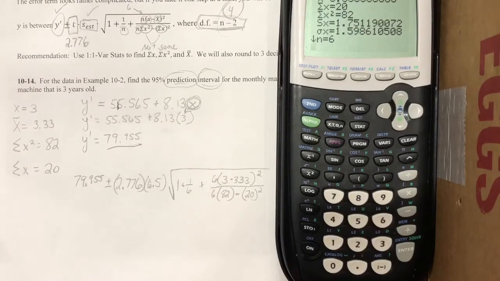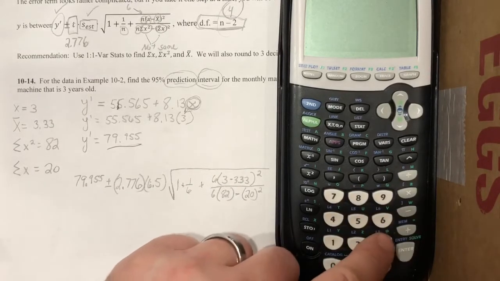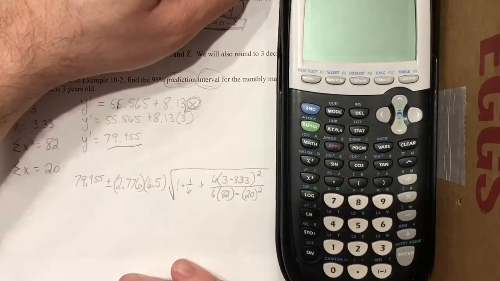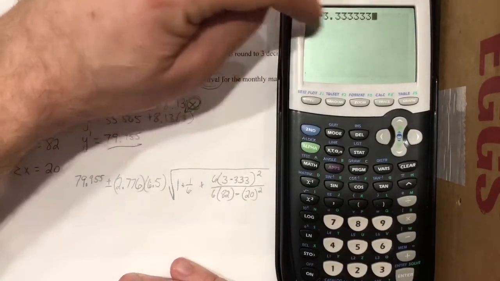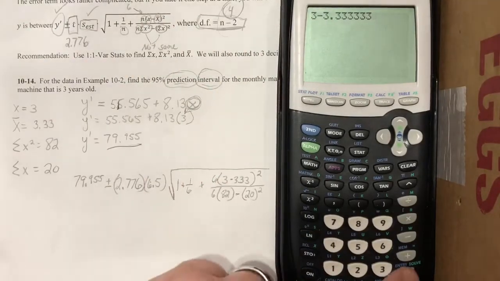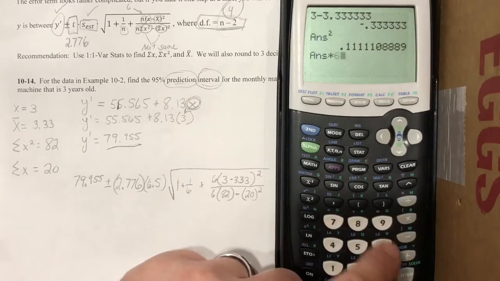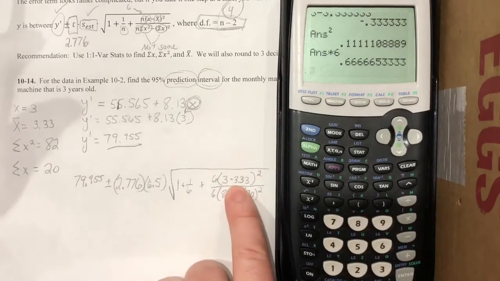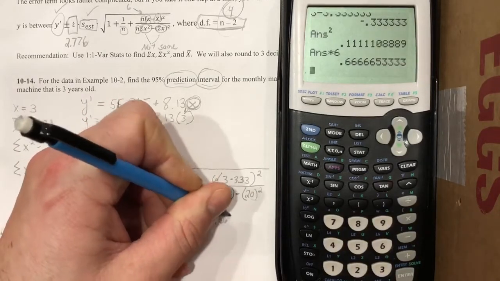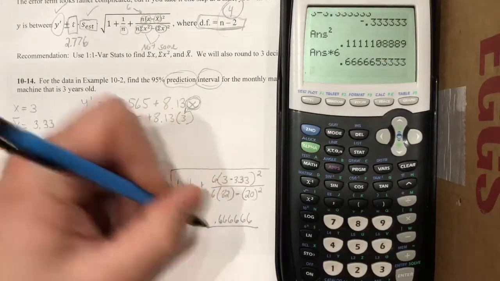So here, you'll do 3 minus 3.33333. Since you know that's a repeating decimal, just type in a bunch of them to make it as accurate as possible, and then square that answer, and then multiply it by 6. So this numerator in the formula is 0.666666.